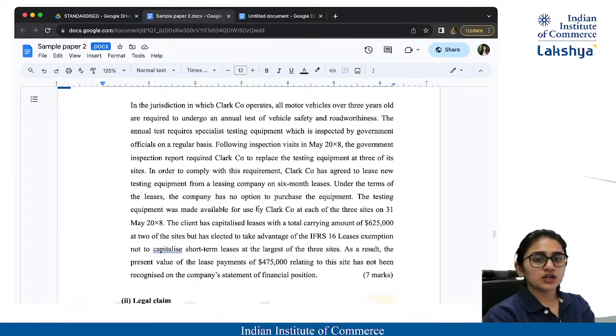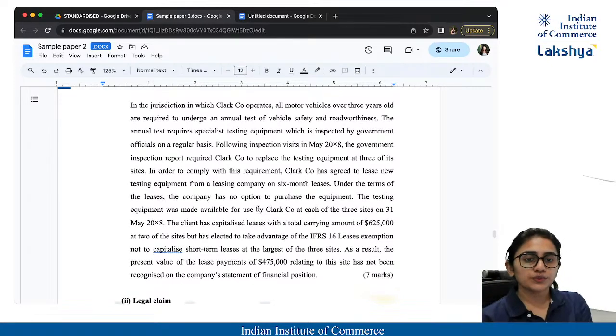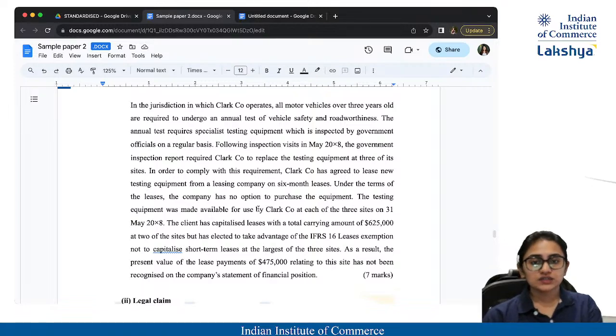In the jurisdiction in which Clark Company operates, all motor vehicles over 3 years old are required to undergo an annual test of vehicle safety and roadworthiness. The annual test requires specialist testing equipment which is inspected by government officials on a regular basis. Following an inspection visit in May 2018, the government inspection report required Clark Company to replace the testing equipment of 3 of its sites. In order to comply, Clark Company agreed to lease new testing equipment from a leasing company on a 6 month lease. Under the terms of the lease, the company has no option to purchase the equipment.